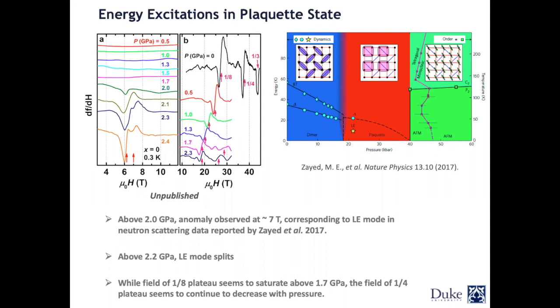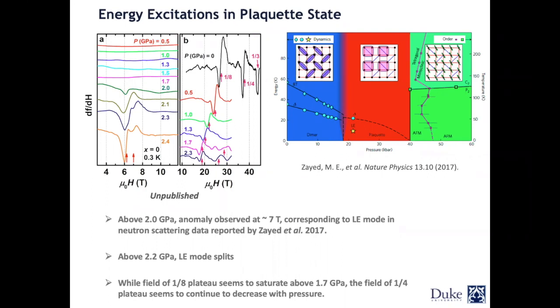And what we notice is that this 7 or 6 Tesla anomaly actually starts to show this doubling. And this doubling, if we look at it as a function of temperature, I think it only persists up to 500 millikelvin. I will show you the data.